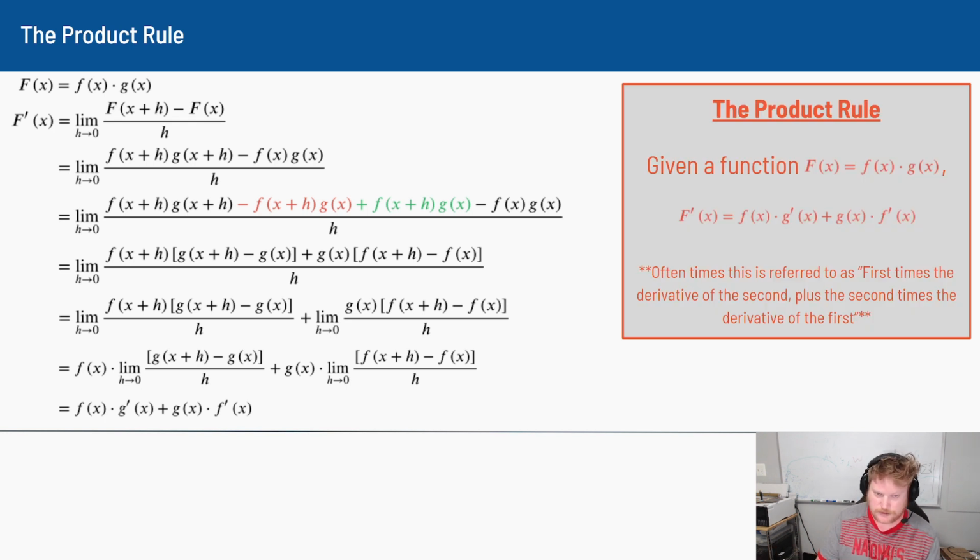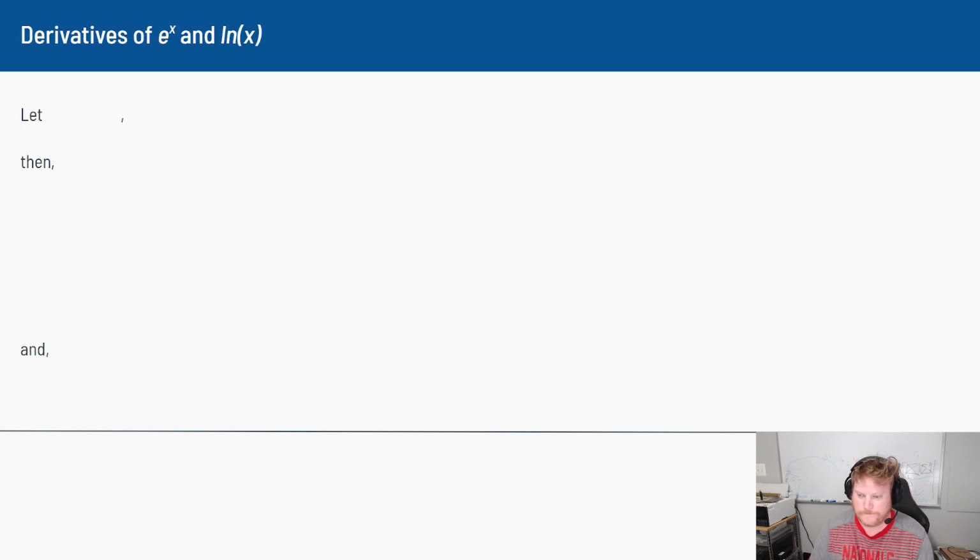So given a function that is the product of two functions, the derivative of the function itself is oftentimes referred to as the first times the derivative of the second plus the second times the derivative of the first. That's a lot of times how the product rule is read or said, especially in the process of doing it. Okay.